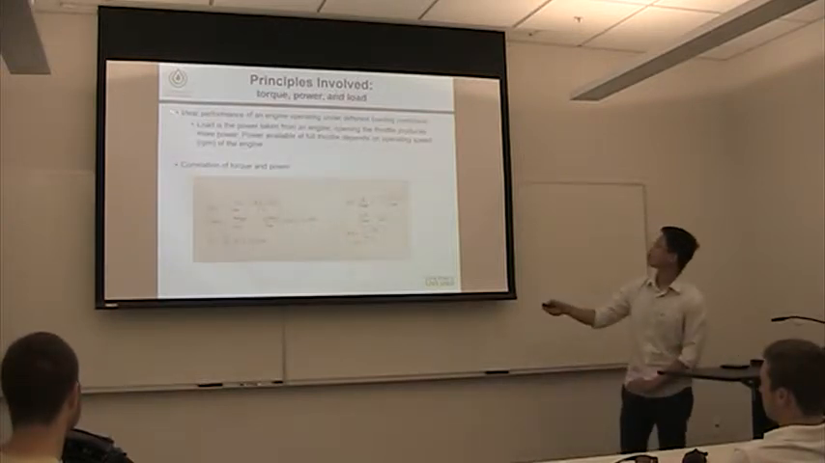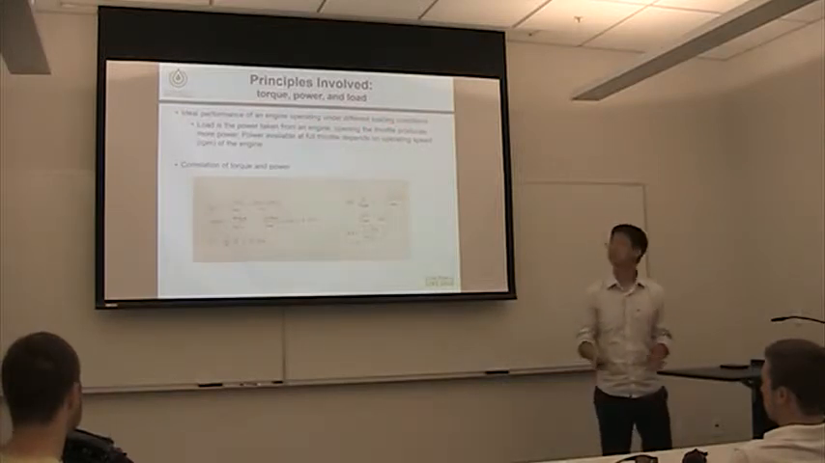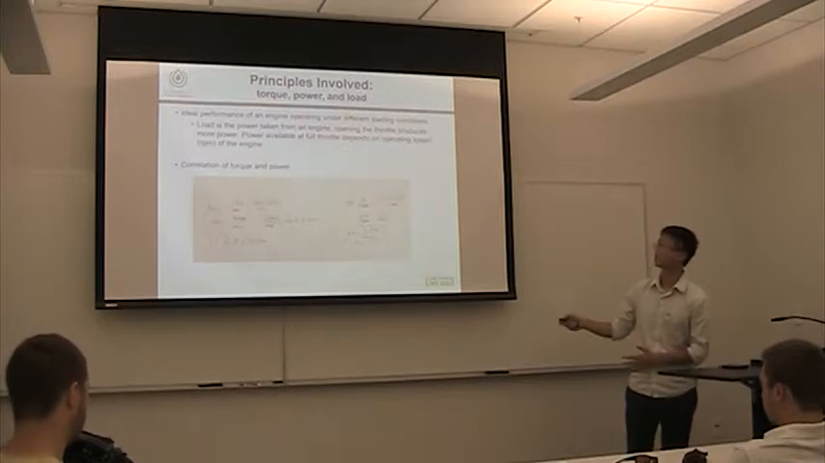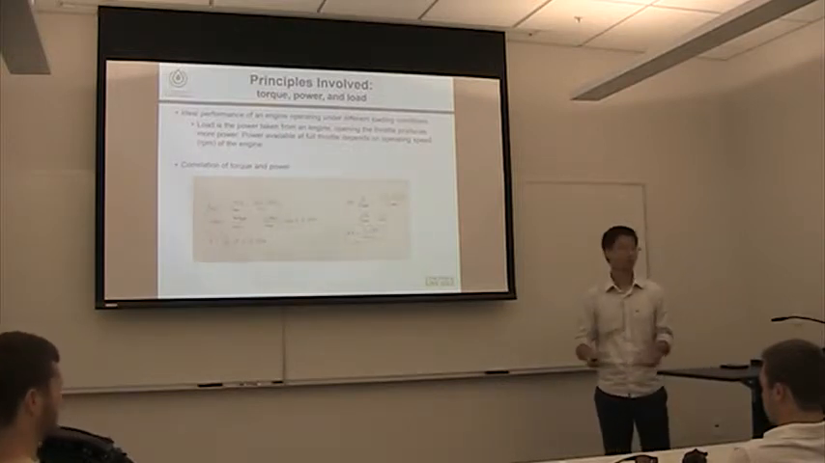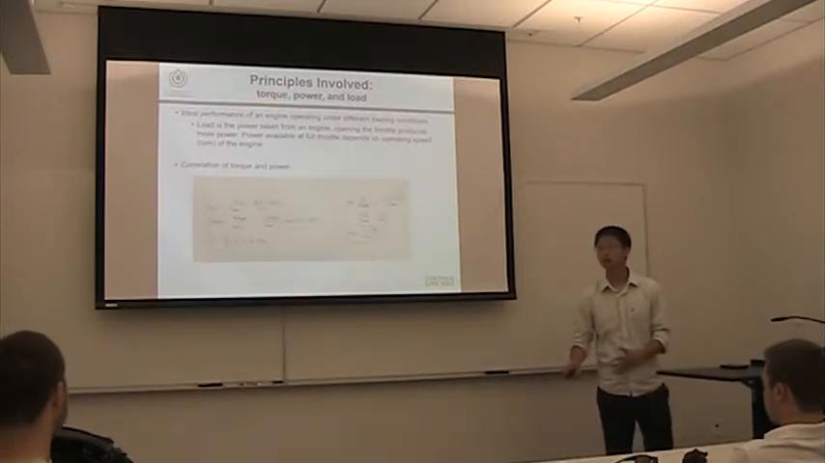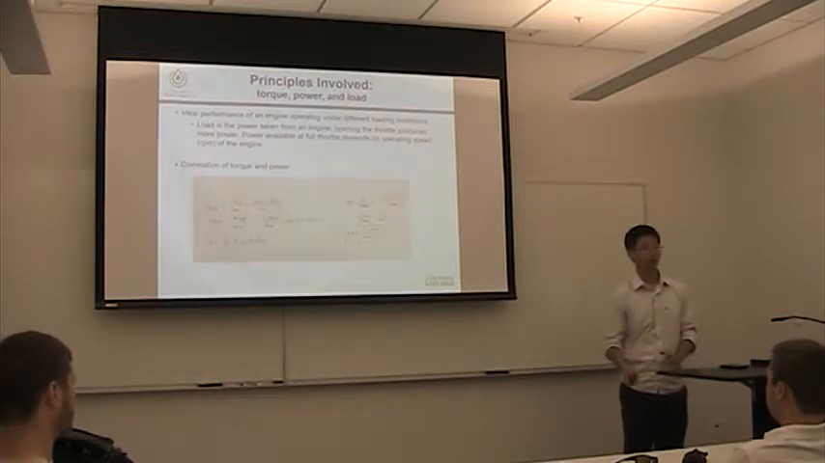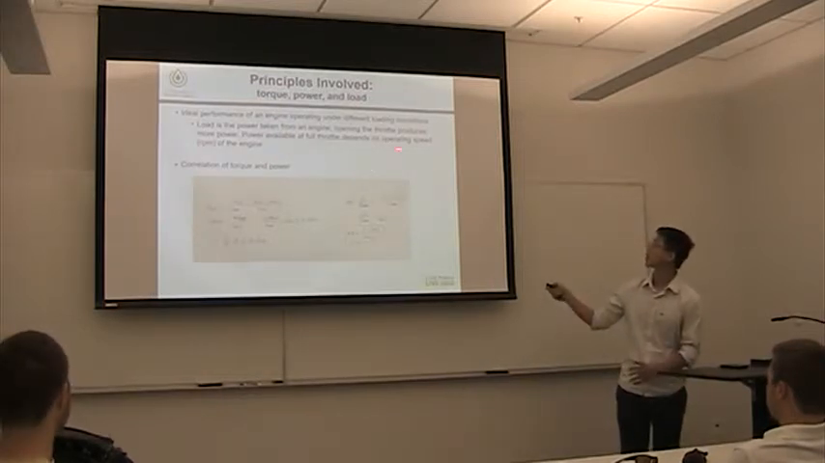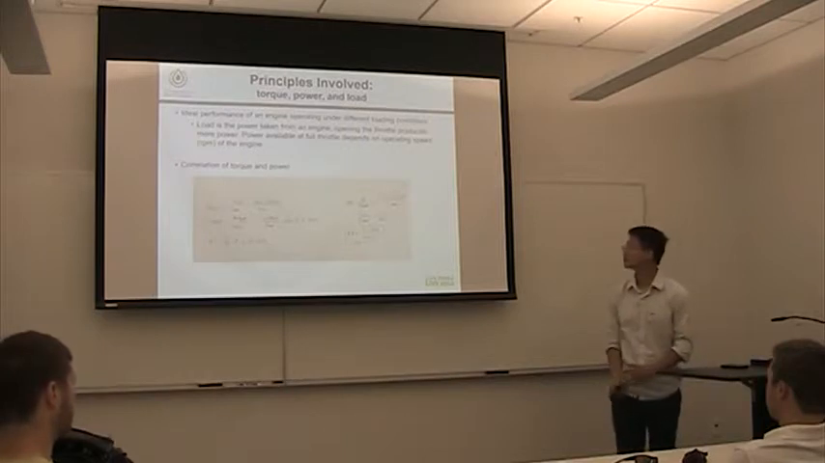So the ideal performance of the engine operated under different conditions. The load is actually the power taken from the engine. By opening the throttle of the engine, you increase its power. However, the maximum power available at full throttle depends on the RPM, or the speed of your engine.